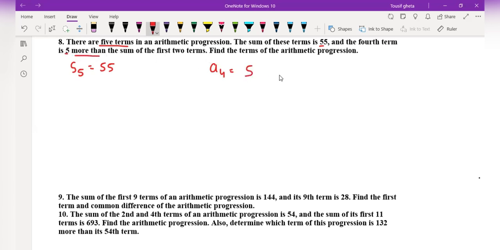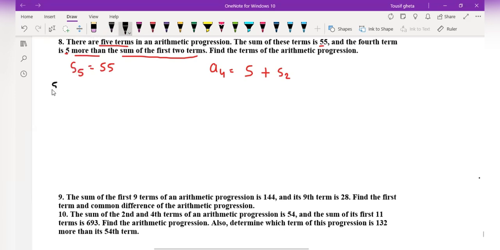More than बोले तो क्या करना पड़ेगा? Plus sum of first two terms. Sum of first two terms, S2 लगाना पड़ेगा. Okay. Let us find the equations to find the a and d values.